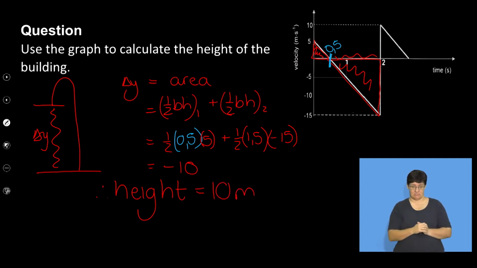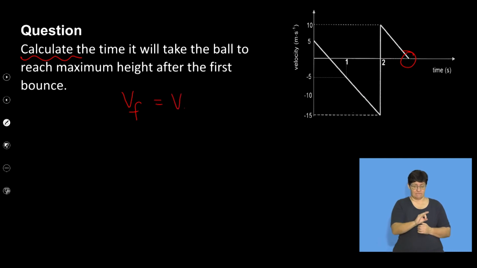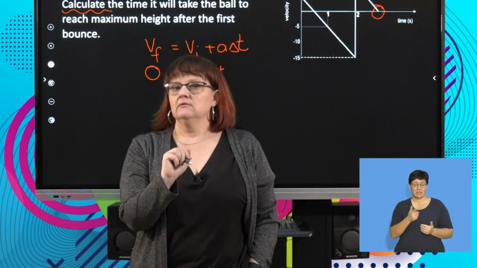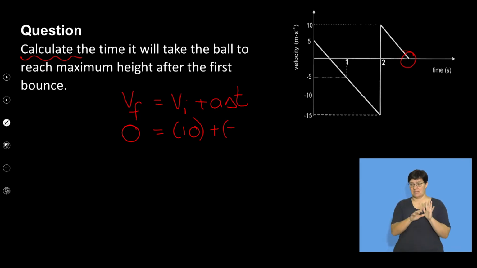It's not particularly high. I calculate the time it'll take the ball to reach the maximum height after the first bounce. They want to know what that time is. Now they've said to me, calculate. I don't need to use the graph, okay? So I can go, well, time to get the maximum height, VF equals VI plus A delta T. Remember, up was my positive, so maximum height is 0. That's 10. But now what? They said to us, well, we worked out that acceleration due to gravity was minus 10. I have to use that. Okay? That becomes minus 10 equal to minus 10 delta T.